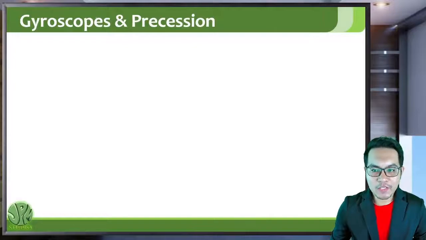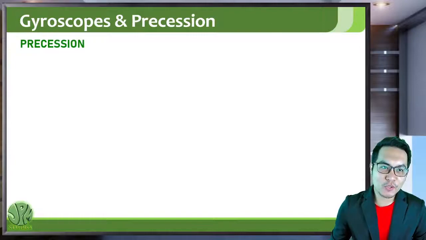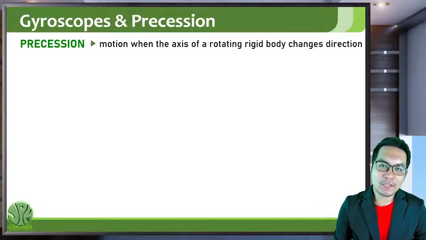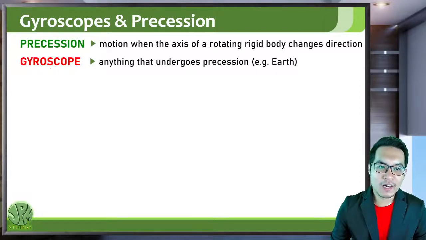Okay, a consequence of conservation of angular momentum is a motion called precession. This is the motion when the axis of a rotating body changes direction. There are many objects that actually undergo this motion, and in general they are called a gyroscope. An example is the Earth. The Earth is a giant gyroscope.